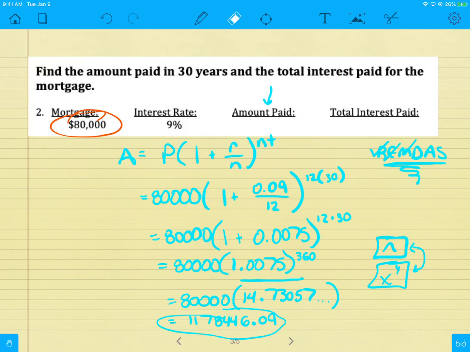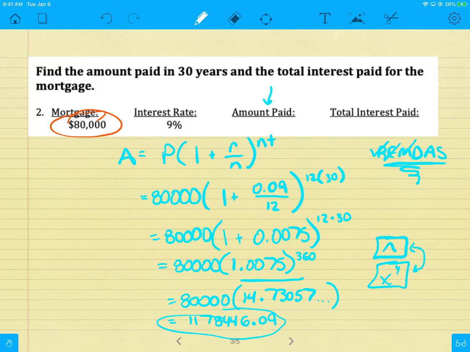Now, what we have to figure out is the total interest you paid, the extra money the bank took because you didn't want to save money, you didn't want to put a down payment on the home, you went for 30 years, you had a really bad interest rate, maybe you had really bad credit for your bank. So the extra money is you take your $1,178,446.09 and you have to subtract what the mortgage was on the home. The mortgage on the home was $80,000.